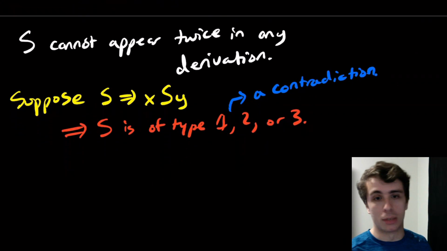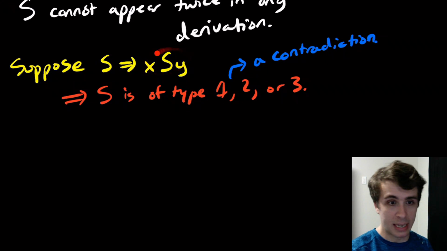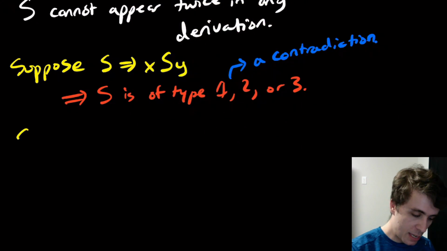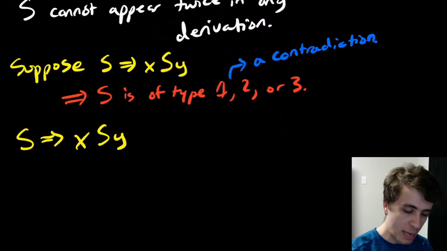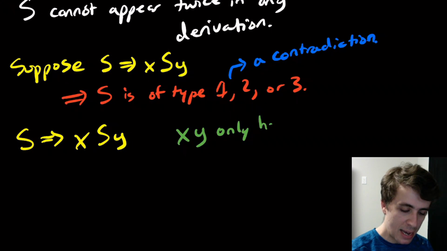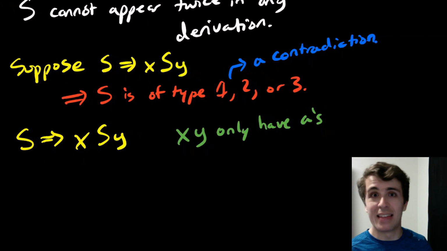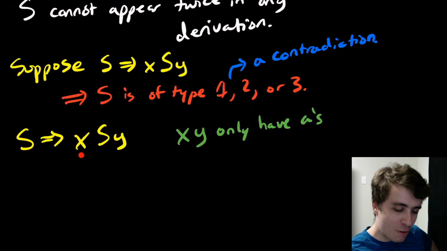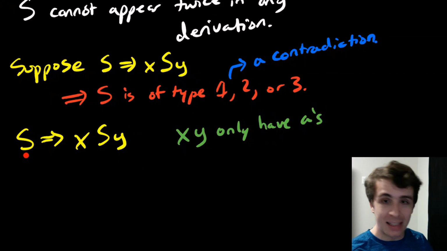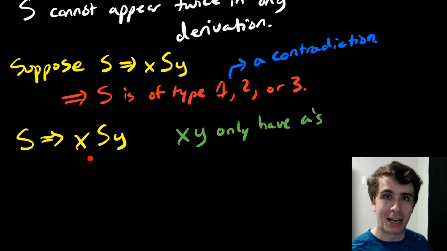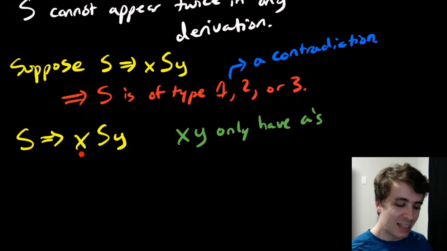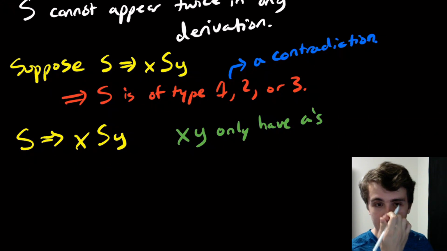So why is it a contradiction? Let's suppose that this is actually the case right here. So we have that S is going to make xSy, and let's suppose that x, y only have a's. But that's clearly not going to work, because if we have a's on the front and the end, because there's nothing that this S got replaced with, that means that I'm going to generate a string that starts and ends with a's, which is impossible. Okay, and the same is true if you have b's, same is true if you have c's. So that's actually a pretty quick proof that it can't be of type 1.